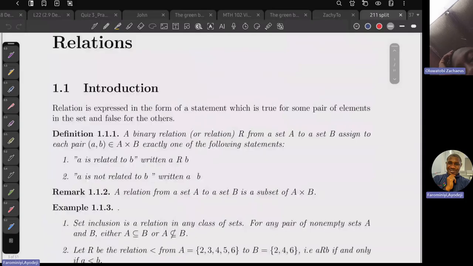According to what we have here, a relation is a generalization of a function.